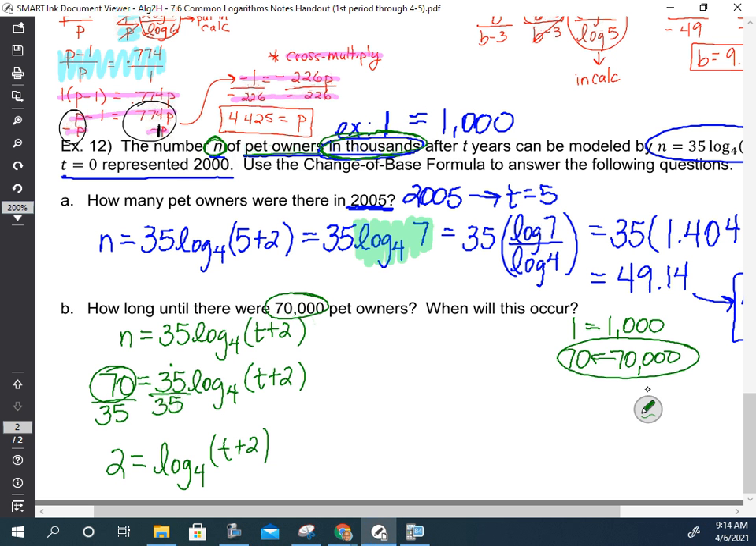So we have a log equation, and now we need to rewrite it. Here's your base. Here's your y component. Here's your x component. So now we're taking a log and rewriting it as an exponential equation: 4 to the second power equals t plus 2. This ends up being a fairly simple equation. 4 squared is 16. So 14 is equal to t.